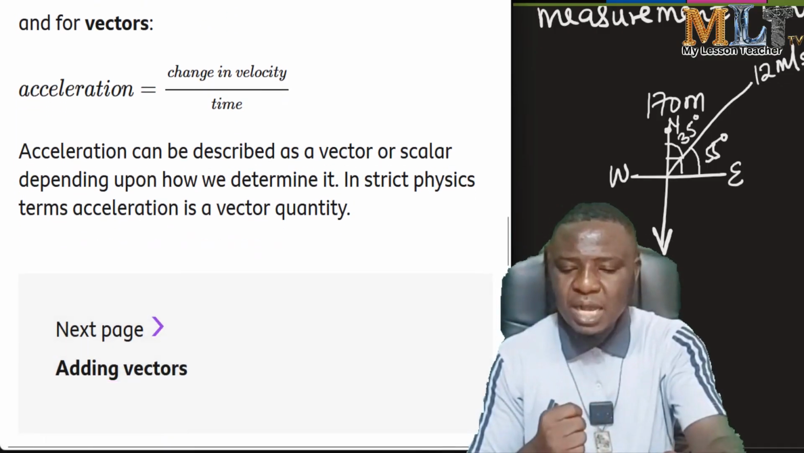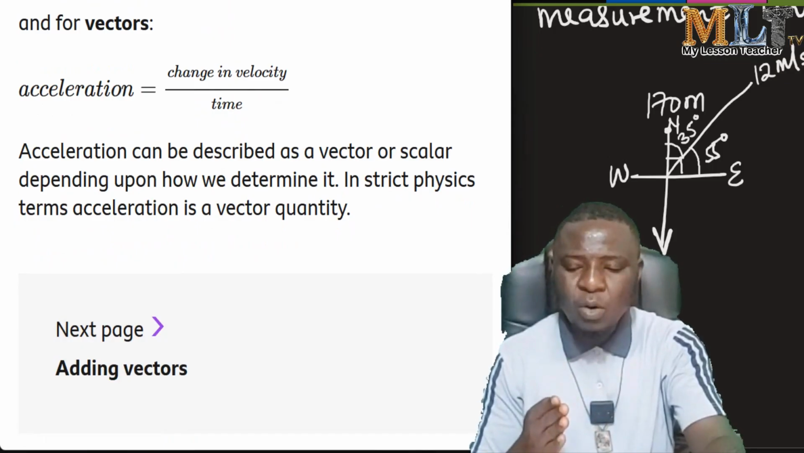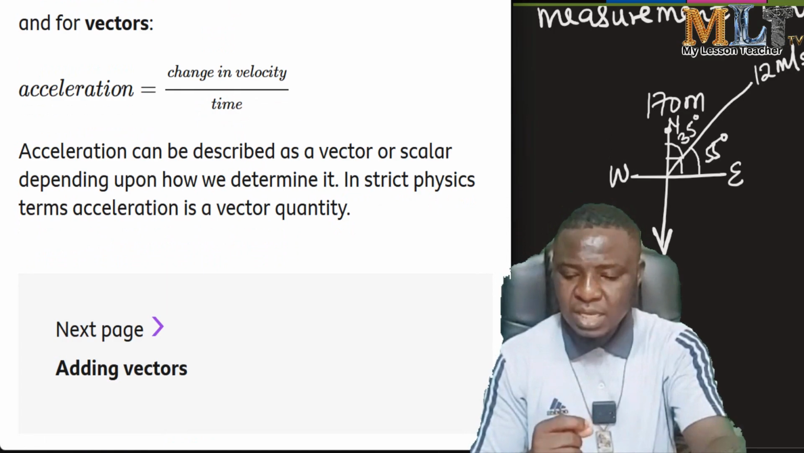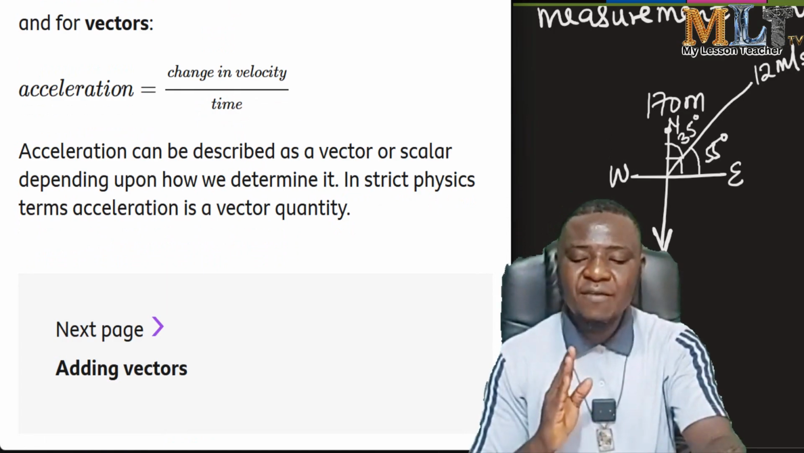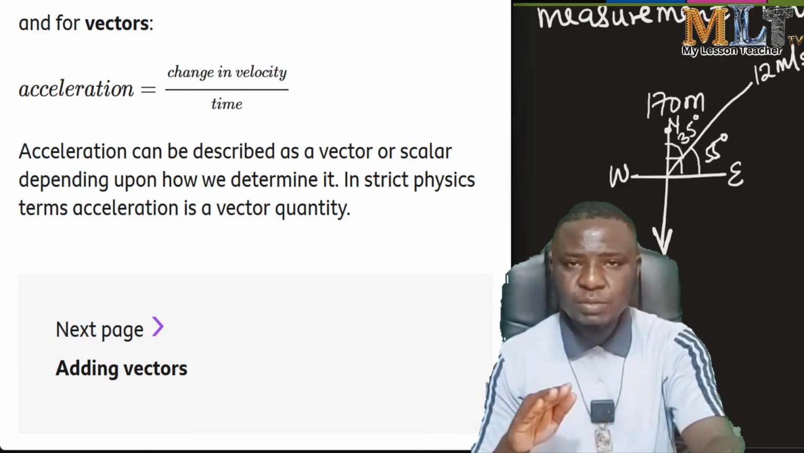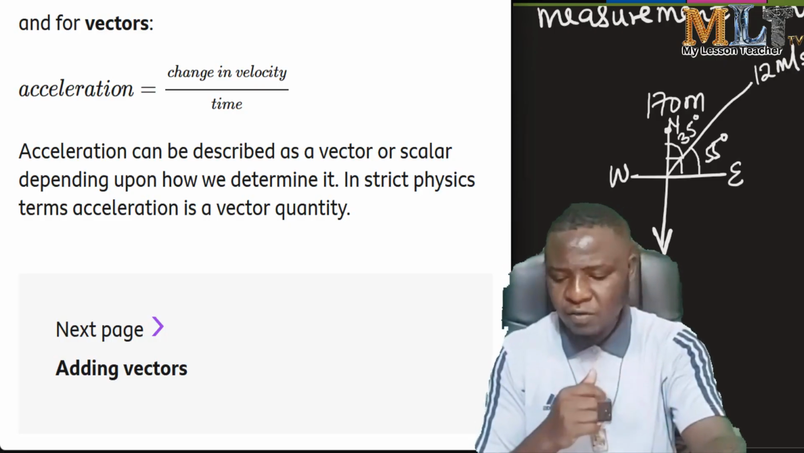Acceleration can be described as a vector or scalar depending upon how we determine it. In strict physics terms, acceleration is a vector quantity. So note that. Don't misquote me that I said acceleration is not a vector quantity. Acceleration, in strict physics terms, is a vector quantity because acceleration is the change in average velocity over time.